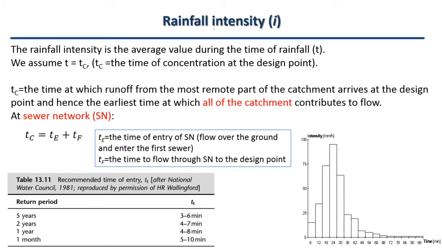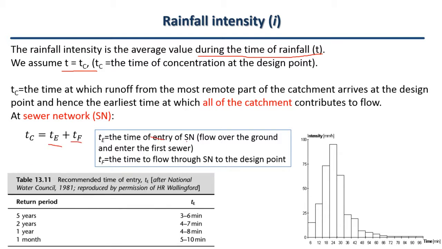If we want to use the rainfall intensity, we need a duration of the rainfall. For a catchment, we normally use the time of concentration as the duration, because the time of concentration is the most critical time at which all parts of the catchment contribute to the surface runoff at the outlet or the design point. So you need to design based on the time of concentration. The time of concentration has two components, T and TF. You can see here T and TF.